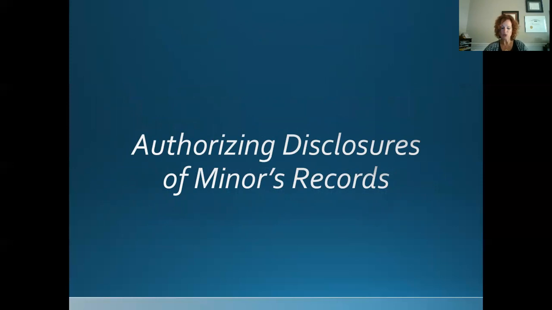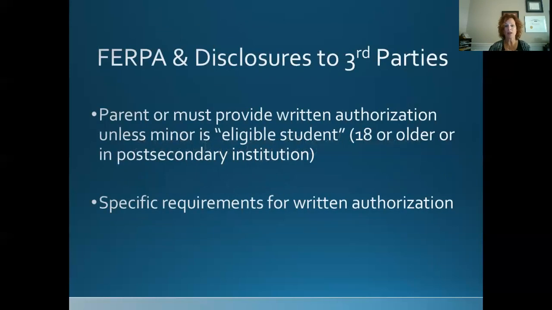Authorizing disclosures of a minor's record under FERPA, the parent must provide written authorization unless the minor is that eligible student. And there are specific requirements for disclosing information to third parties under FERPA, just like there are specific requirements for the written authorization itself under FERPA and HIPAA.